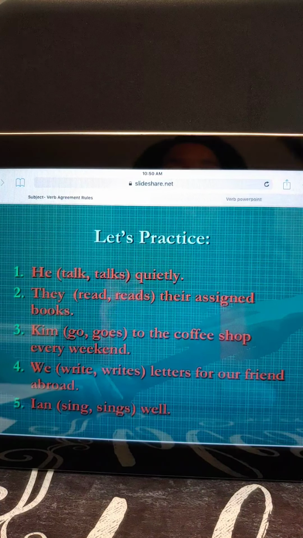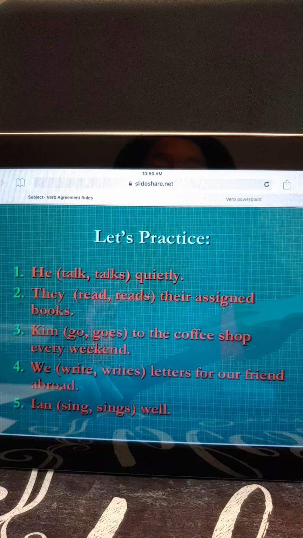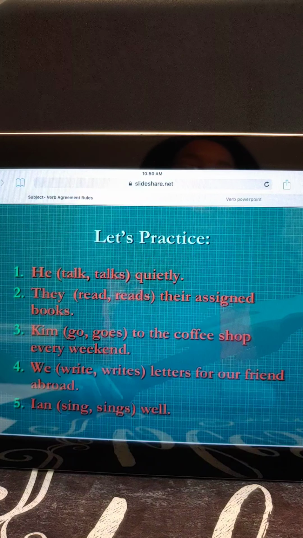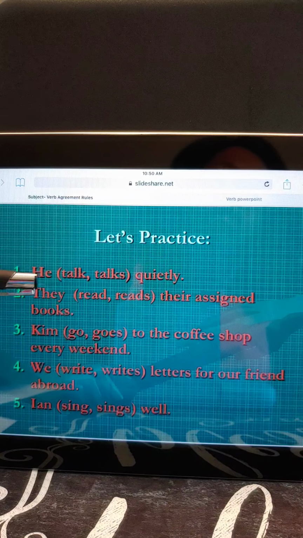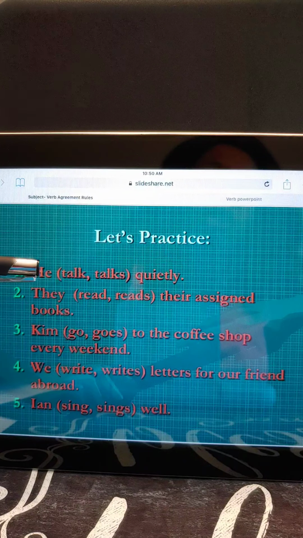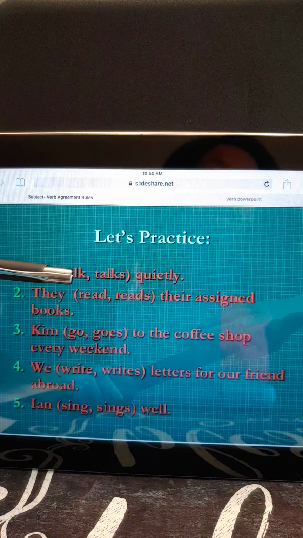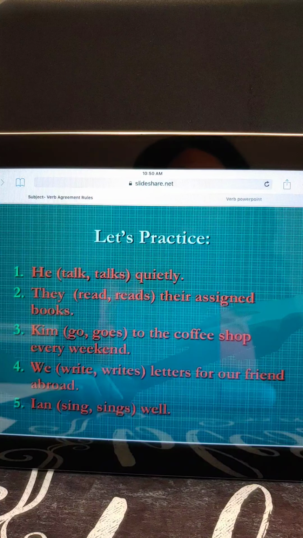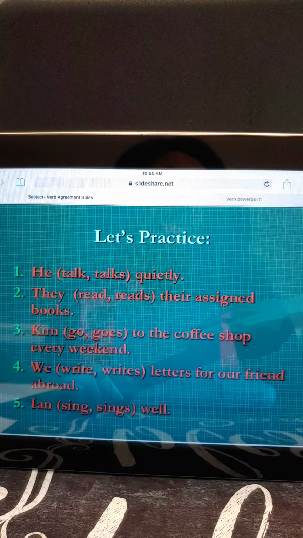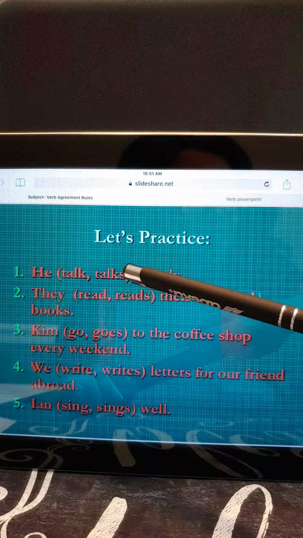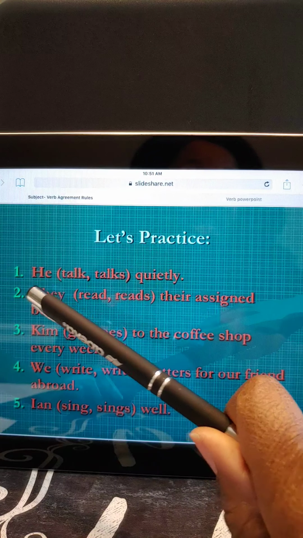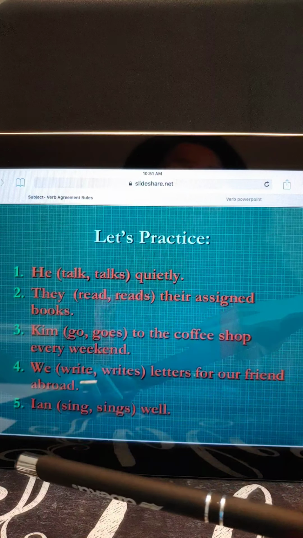All right, let's practice a little bit. Okay, number 1, he talks quietly. Now, which one is our noun? This is our noun, he. What would be our verb? Will we use talk or talks quietly? Keep in mind that if our noun does not have an s, our verb will. If our noun is not plural, our verb will be plural. So I guess the answer would be talks, right? Do you agree? He talks quietly, okay?